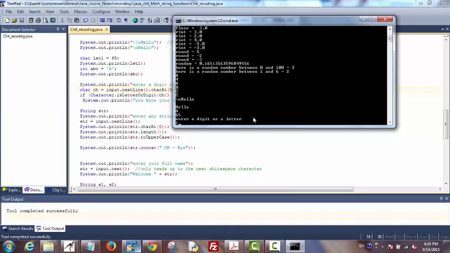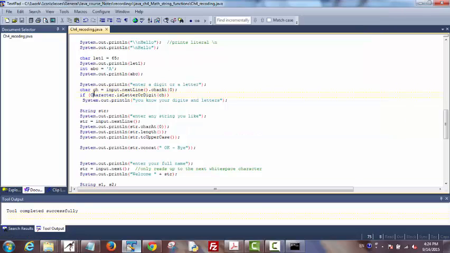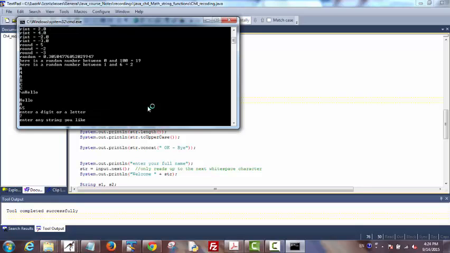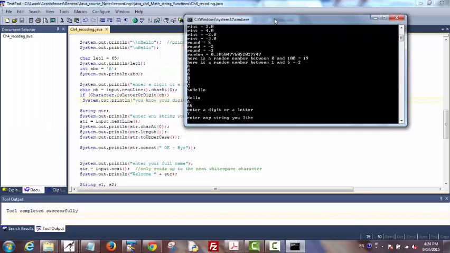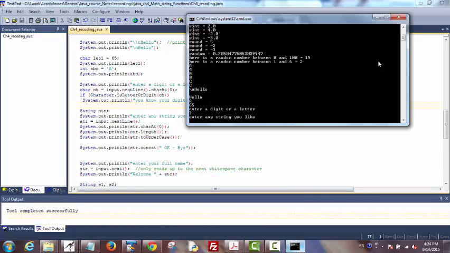So if I put in 1, it's going to come back and say, well, you know your digits and letters, because I said if character dot is letter or digit, then you know your digits. Notice if I run this again, and if I put in a question mark, it's not going to tell me anything about the success message here. So I guess I could have put an else in here and said, hey, I asked for a digit or a letter. So again, this is how you can compare, or find out, or essentially validate user entries.